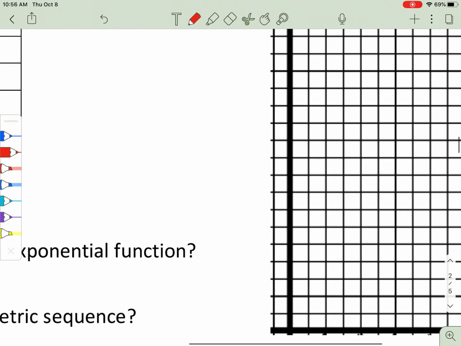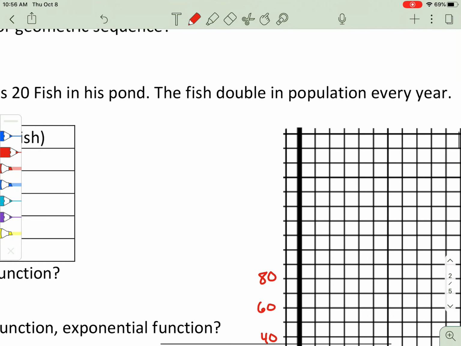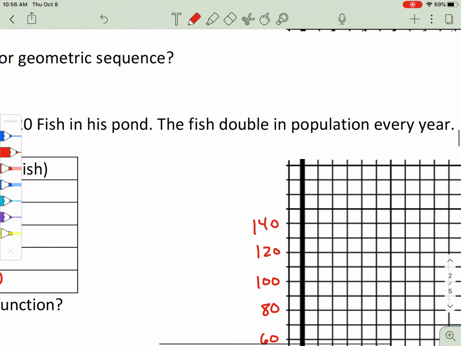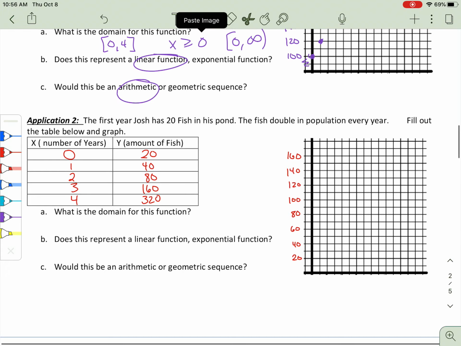Okay, let's go ahead and mark these ones. So 20, 40, 60, 80, 100, 120, 140, 160, okay, etc. So let's go ahead and graph this one.